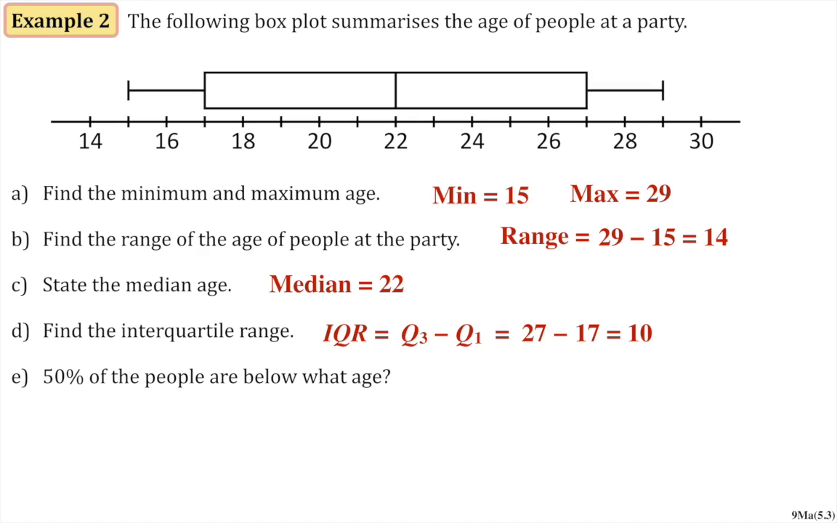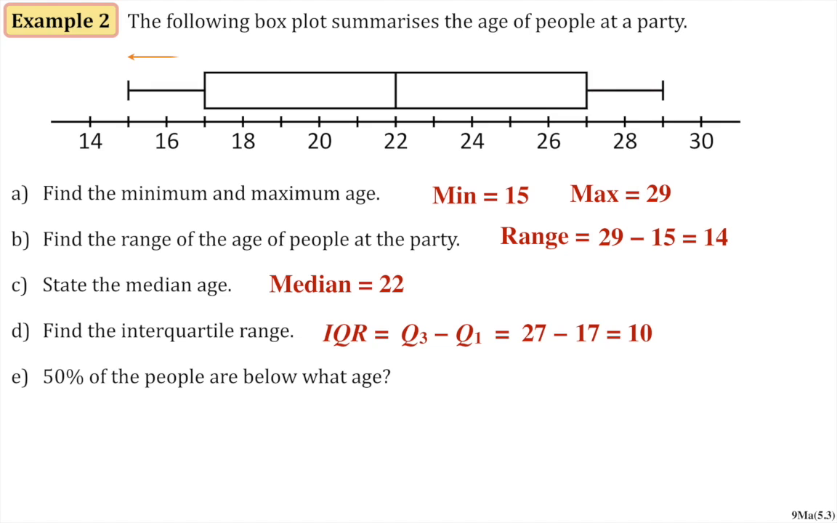Now, 50% of people are below what age? Remember, the median represents the middle score. So half of the people will be younger than 22 and half of the people will be older than 22 at this party. Just like if I come here, a quarter of the people are younger than 17, 3/4 of the people are older than 17. If I come to this point here, 3/4 of the people are younger than 27 and 1/4 of the people are older than 27. That's the way we're using our box plot.